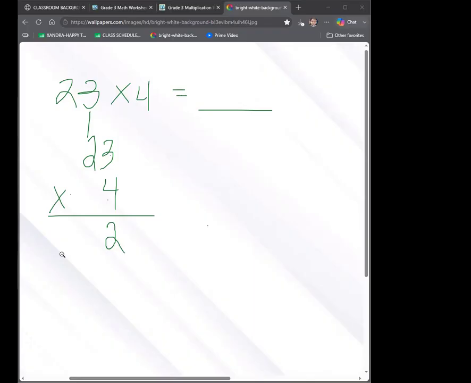Oh, 8. Okay. So since 2 times 4 is 8, you have to add 1 more that's on top of the 2, and it becomes 9. Okay, so what is your final answer for 23 times 4? It's 92. Okay, so now let's proceed with our worksheet here.